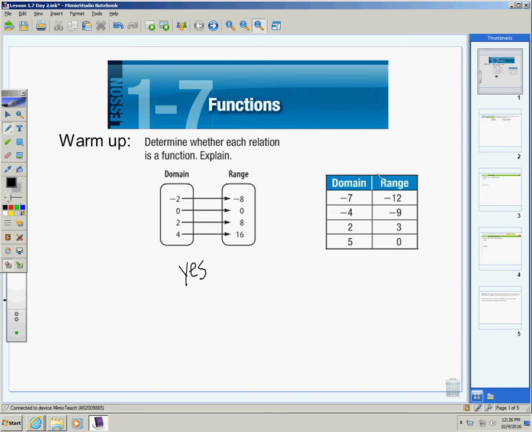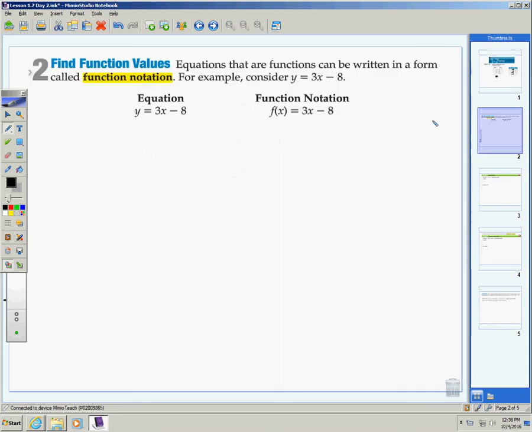And looking at this table, you can see that this one is a function as well, because each input only has one output. That is the definition of a function, like we talked about in the previous lesson. So what we're going to be doing today is we're going to find some function values.